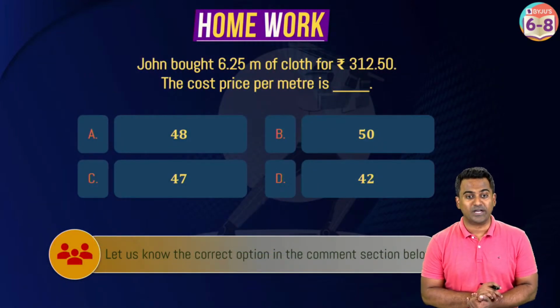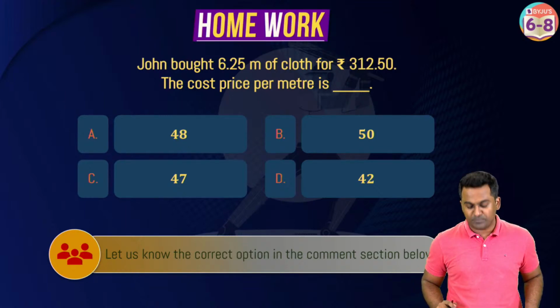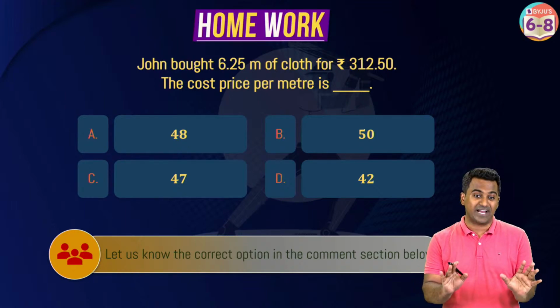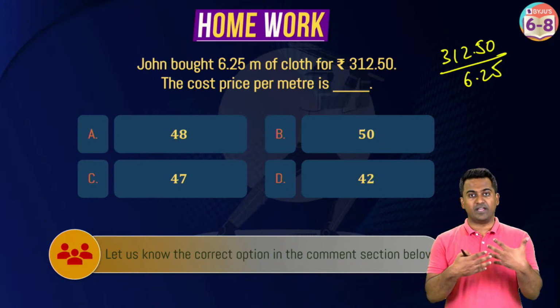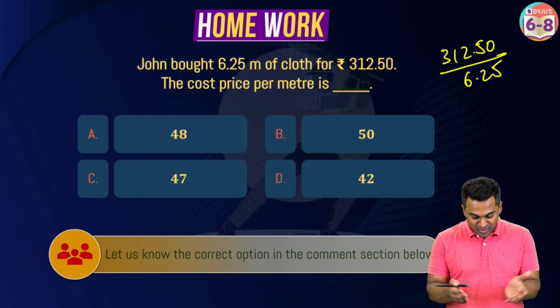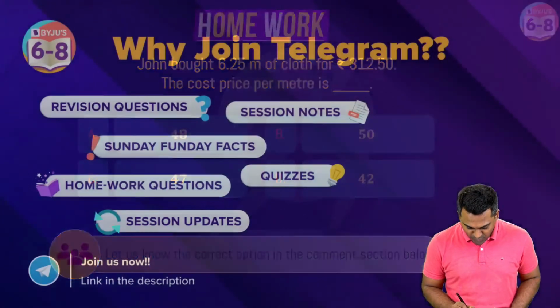This is going to be your homework. Read the problem. John bought 6.25 meters of cloth for these many rupees, find the cost per meter. So you have to divide it. 312.50, you have to divide it by 6.25 and type your answers out there in the comments box. The answer is going to be one of these 4 options. Okay, I'm going to move on now.